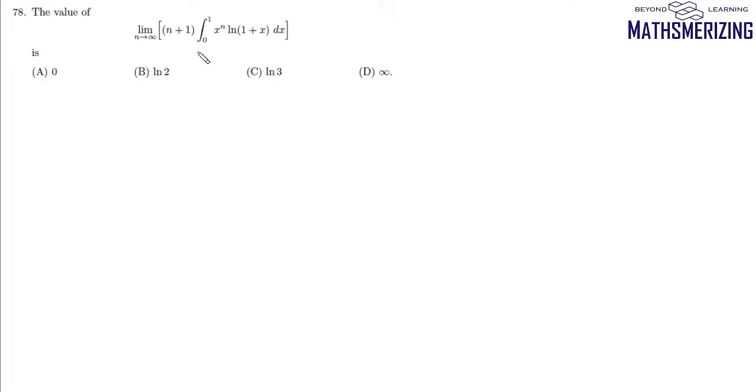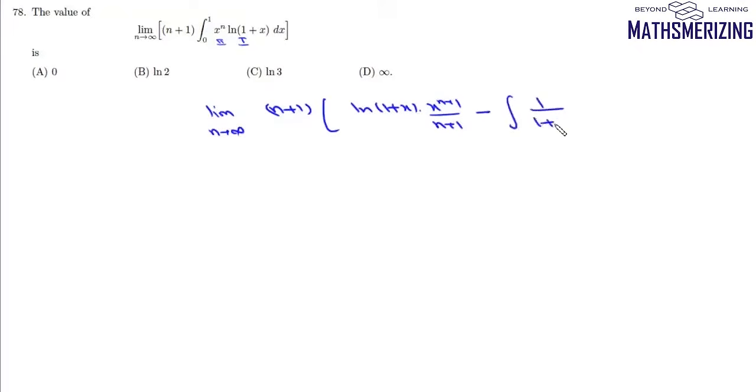Now here we need to find the value of this limit, which is limit n tends to infinity (n plus 1) times the integral from 0 to 1 of x to the power n log(1 plus x) dx. Now we'll take this log as first function and this x to the power n as second function. We can write this limit as limit n tends to infinity, now it will be n plus 1, and here we'll use integration by parts. So first function as it is, and then x to the power n plus 1 upon n plus 1, minus, now derivative of first, so it is 1 upon 1 plus x, and then x to the power n plus 1 upon n plus 1 into dx.